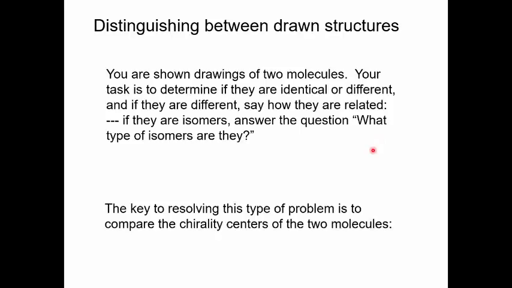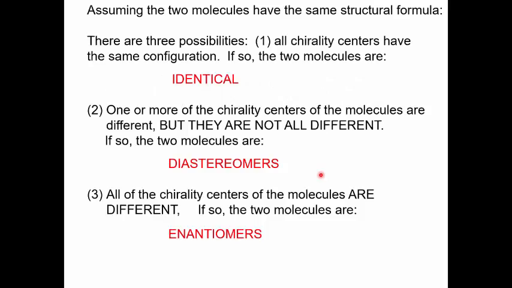The key to resolving this type of problem is to compare the chirality centers of the two molecules. Assuming the two molecules have the same structural formula, there are three possibilities. 1. All chirality centers in the two molecules have the same configuration. If so, the two molecules are identical.